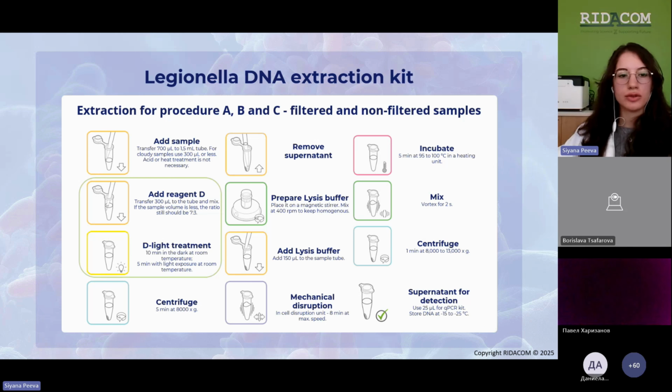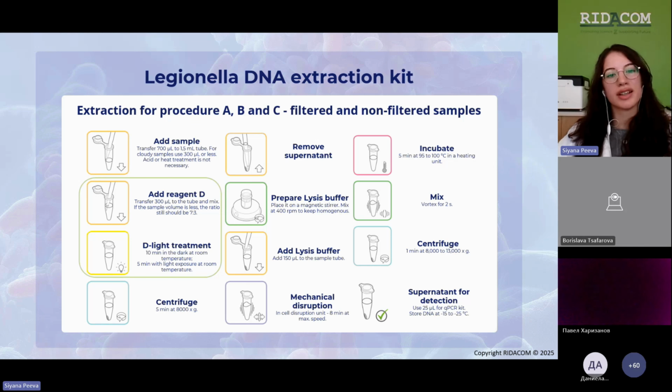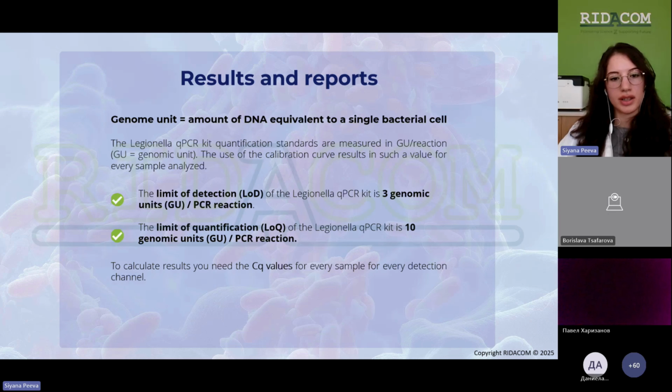Now, after we've performed the extraction and the differentiation of live and dead cells, we've had our qPCR procedure. Now we have the results, but what do we do with them? How do we calculate according to the ISO in genome units per liter? And also how do we generate a report?